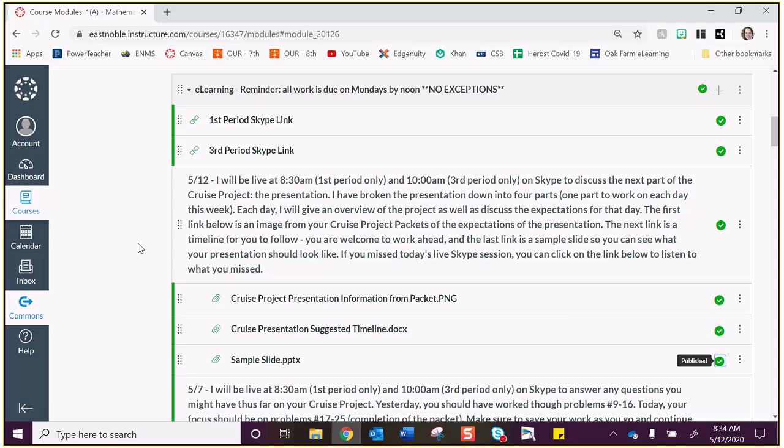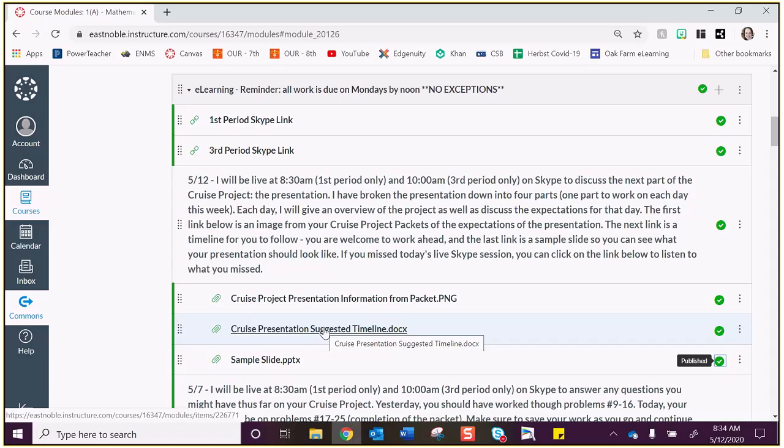The next link is a timeline. So it says cruise presentation suggested timeline. This timeline splits the work up basically into 4 days. And so if you feel you want to work ahead, you're welcome to do that. Or you can follow the timeline, which will ensure that you finish it by Friday.